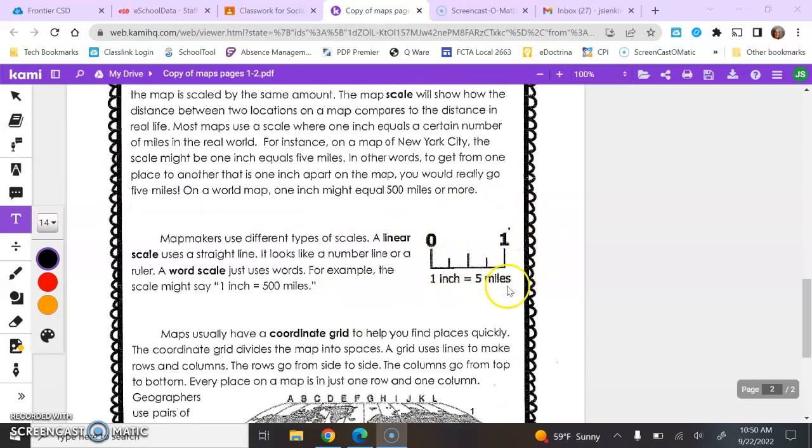So here on the right-hand side of the page is an example of a small map scale where it says 1 inch equals 5 miles. Map makers use different types of scales. A linear scale, which this is, uses a straight line, and it looks like a number line or a ruler. A word scale just uses words, for example, the scale might say 1 inch equals 500 miles. So you have an example of a linear scale here, and then an example of the word scale.